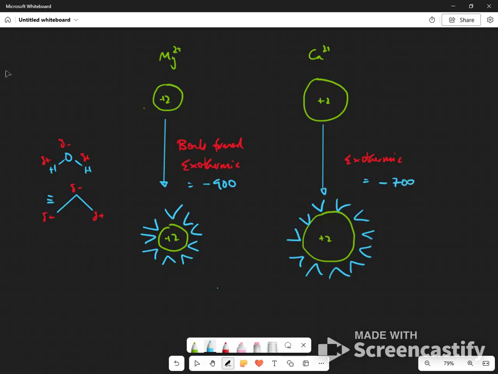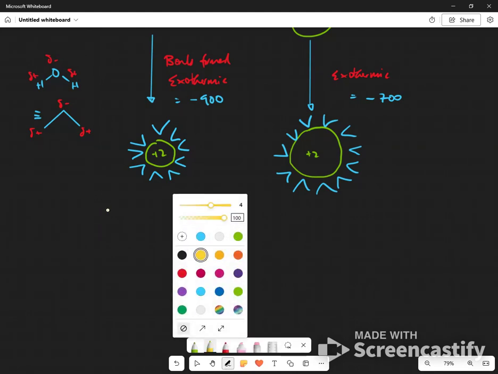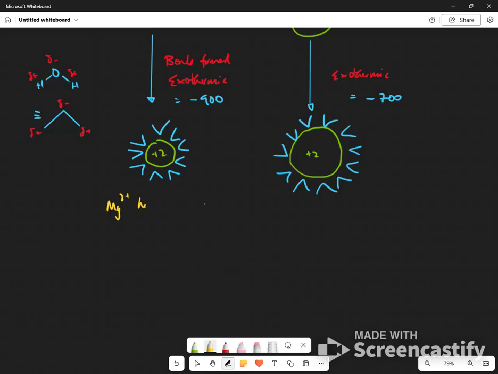Now the reason it's less is because the magnesium ion is smaller, and the magnesium ion therefore has a higher charge density. So the Mg2 plus has a higher charge density, and therefore the attraction for the water molecules will be greater. Attraction for water molecules is greater. Okay, that's why the enthalpy change here is more negative than the enthalpy change there.